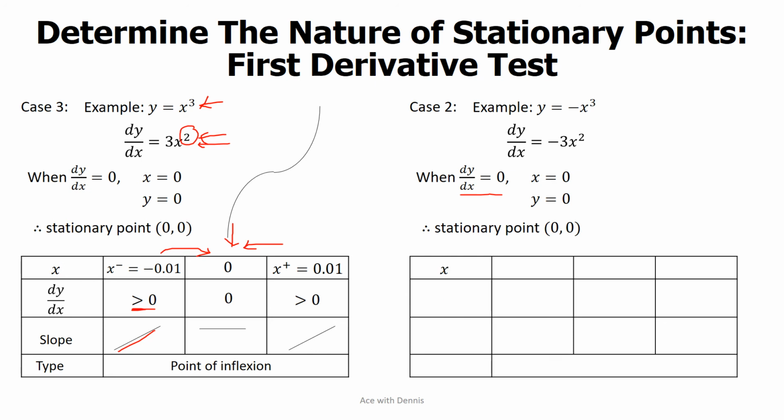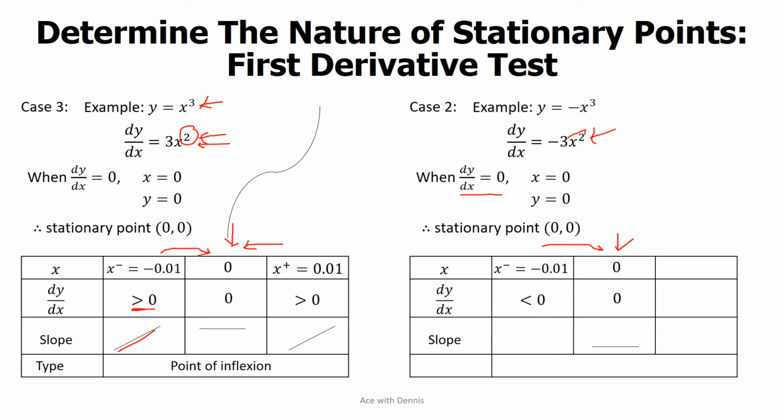Next, draw this table. So label this as x, and when x was 0, put it at the center. For dy over dx, put the value equal to 0 at the center. And then the slope, right, when dy over dx is 0, it is a horizontal line. Okay, next step, choose a value which is close to 0 but slightly smaller than 0. Let's choose x minus as negative 0.01. So let's update here, right?